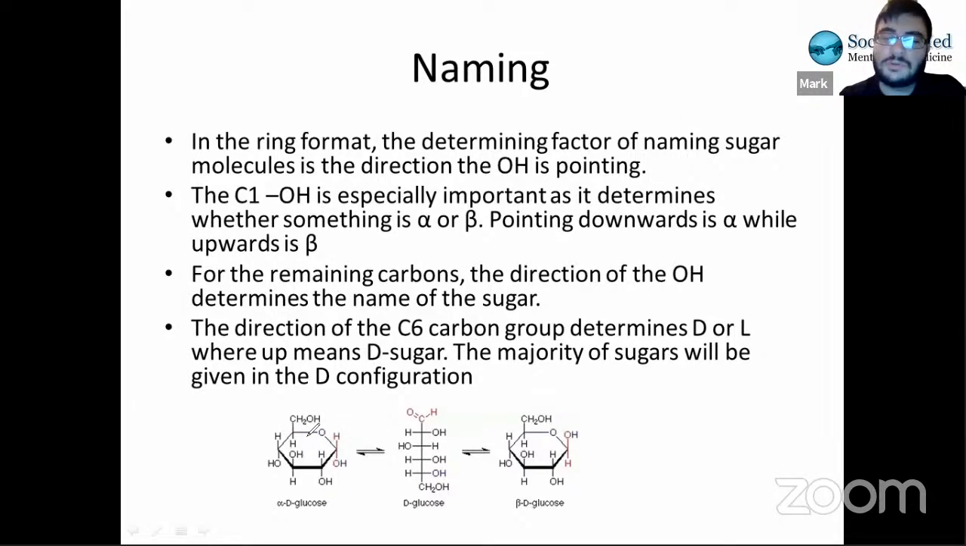But like I mentioned, you'll almost always see D. I don't think I've ever seen a non-D sugar, but just in case, just to be safe.